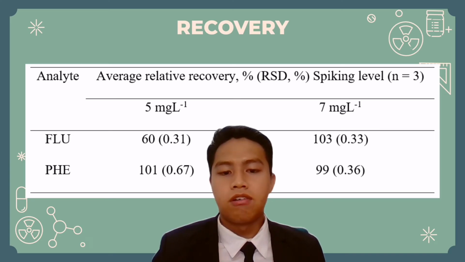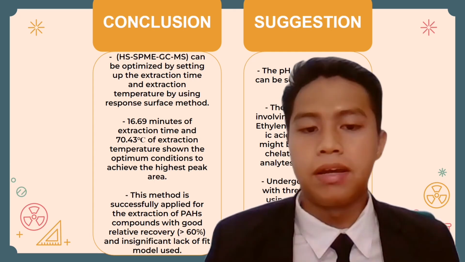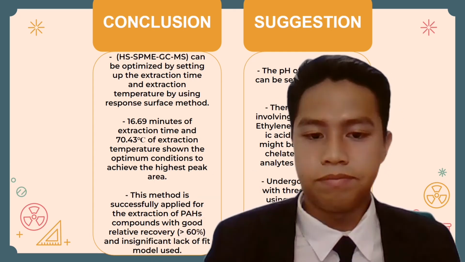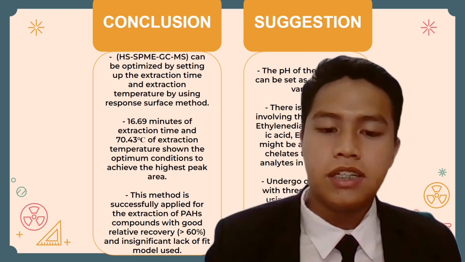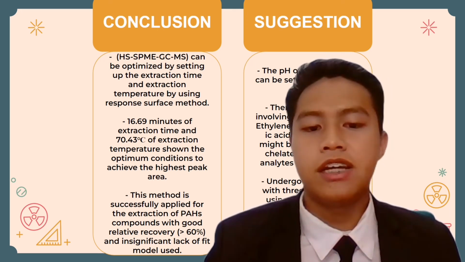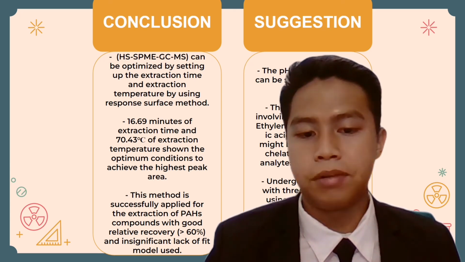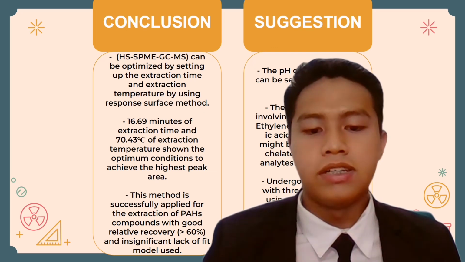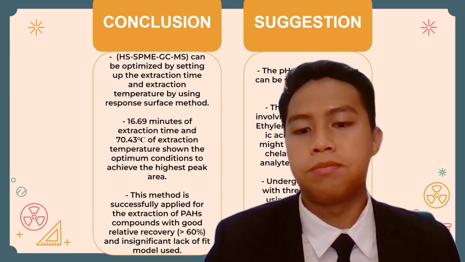For the conclusion, the HS-SPME-GC-MS can be optimized by setting up the extraction time and extraction temperature using response surface methodology. It is found that the optimal condition in analyzing the PAH is 16.69 minutes of extraction time and 70.43 degrees Celsius of extraction temperature. And also the method is proven to be applied successfully with a relative recovery of more than 60%.